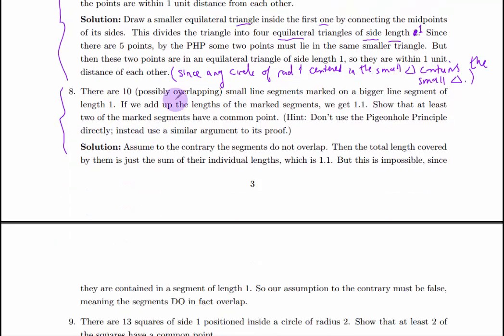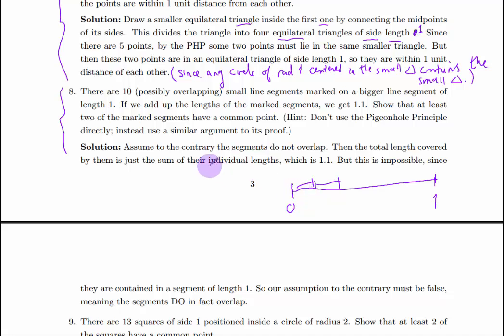One more geometrical proof that's a similar flavor. There are 10 possibly overlapping small line segments marked on a bigger line segment of length 1. If we add up the lengths of the marked segments, we get 1.1. So at least 2 of the marked segments have a common point. All right, now you can think about this. You have a line segment of length 1, and we can just call this point 0 and 1. And you've got a bunch of small sticks that you want to lay inside here. You want to lay them all inside end to end so that they don't overlap. It's not possible because the total length is 1.1. How can you fit them inside?